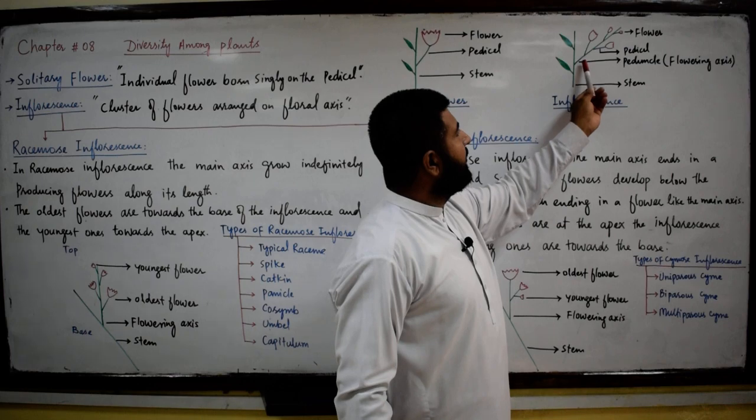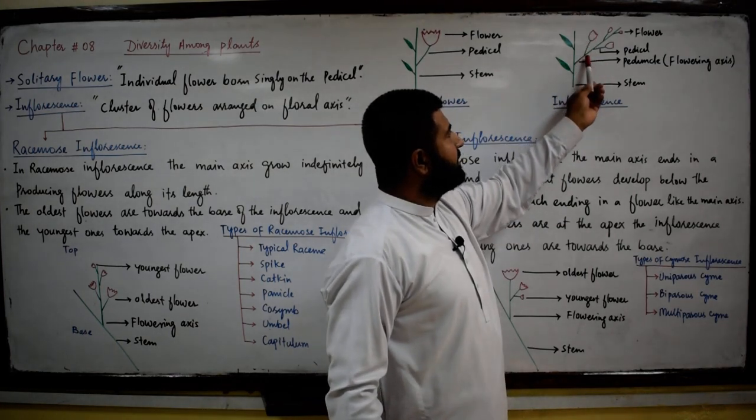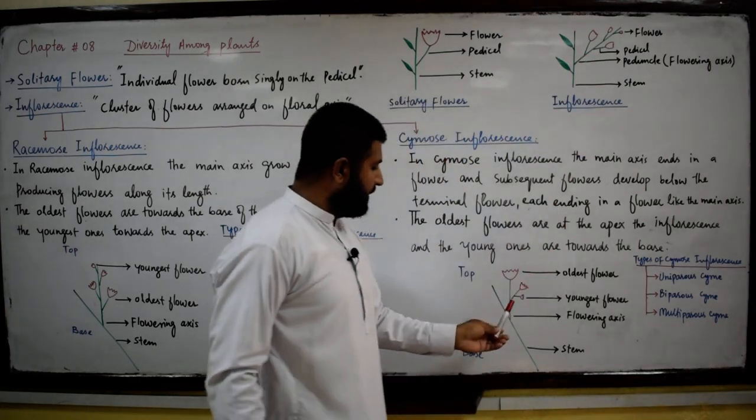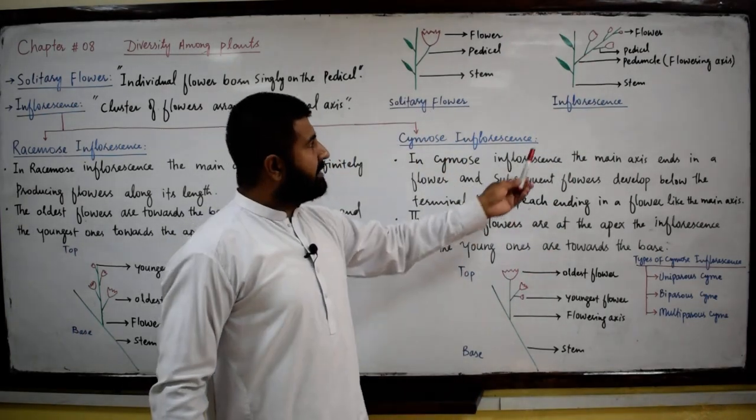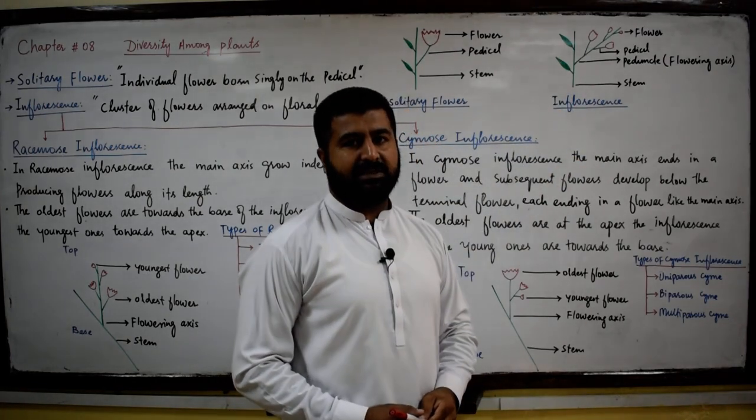This is called peduncle. You can see here the older flower is either present at the base or it may be present at the tip. This is the diagrammatic representation of inflorescence.